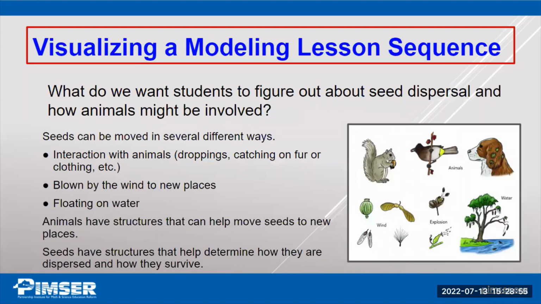So what do we want students to figure out about seed dispersal and about how animals might be involved? We hope that they'll learn that seeds can be moved around in several different ways. They can be moved by interactions with animals, like through animal droppings, catching on fur or clothing. They can also be blown by the wind to new places. They may float on water and disperse. And we want them to recognize that animals have structures that can help move seeds to new places, as well as seeds have structures that help determine how they're dispersed and how they survive.